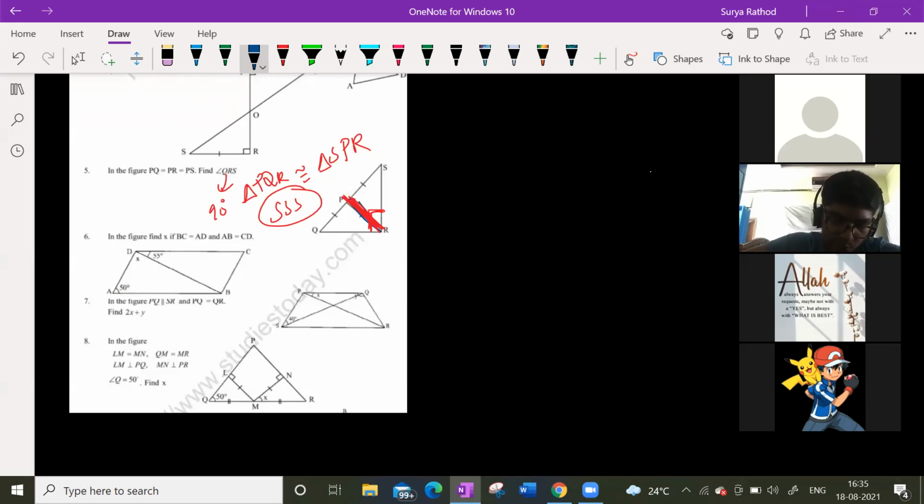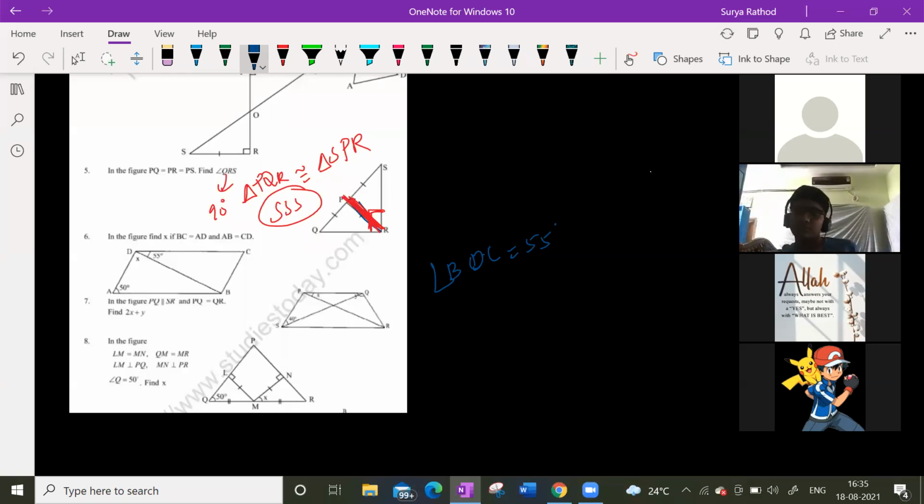Exactly. Opposite angles will be equal. Yes, sir, A will be equal to C. If angle BDC is equal to 55 degrees, then angle DBA is equal to 55 degrees. So 50 plus 55 plus x is equal to 180 degrees, where x is angle B.